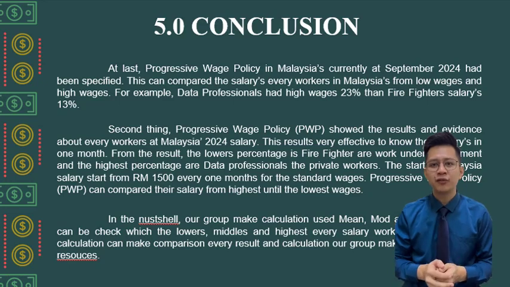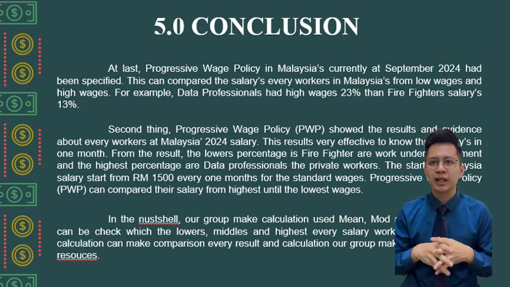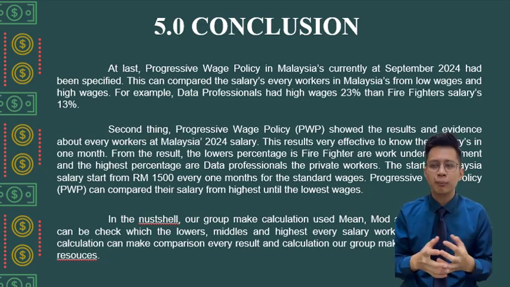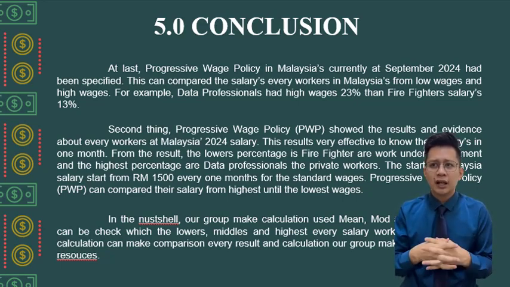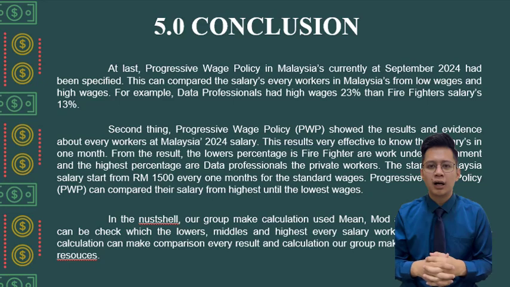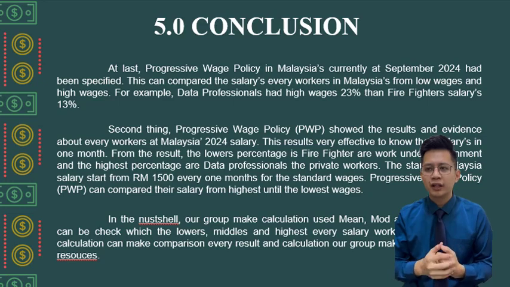At last, the progressive wage policy (PWP) in Malaysia currently has been counted from the highest wage until the lowest wage. We compare this every month, workers in Malaysia from low wages to the highest. For example, data professional compared with firefighter. Second thing, PWP shows the result and evidence about every worker's salary in Malaysia in 2024. The result is very effective to know their salary in 1 month.